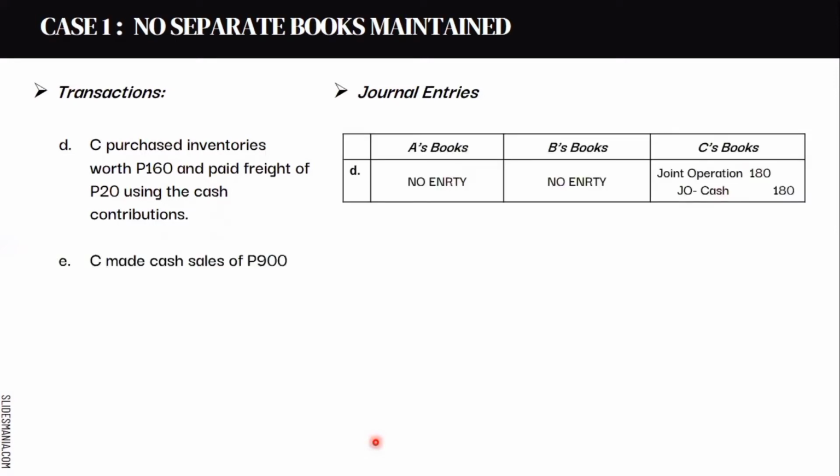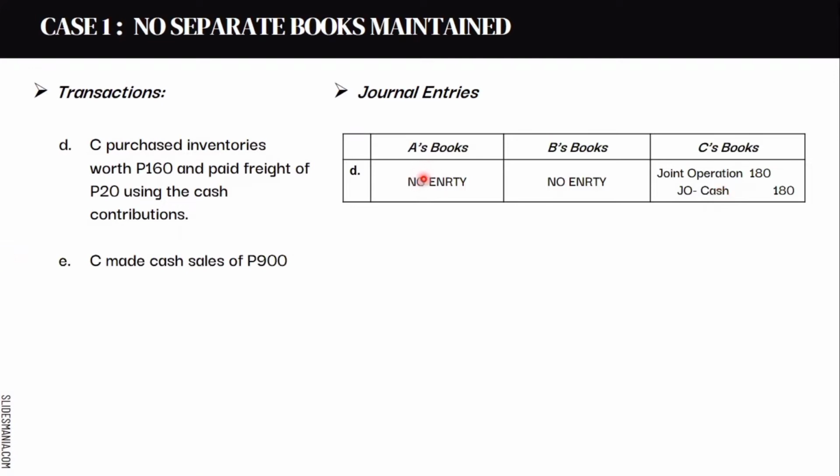Sa libro ni C, debit joint operation account na 180 pesos. Kasi doon sa T account natin kanina, ang purchases at freight-in is nasa debit side. That's why joint operation account is debited. At nag-credit siya ng JO Cash, kasi yung ginamit niyang pera sa pambili ng inventories at pagbayad ng freight ay pera po ng joint operation. Kaya po, JO Cash is credited.